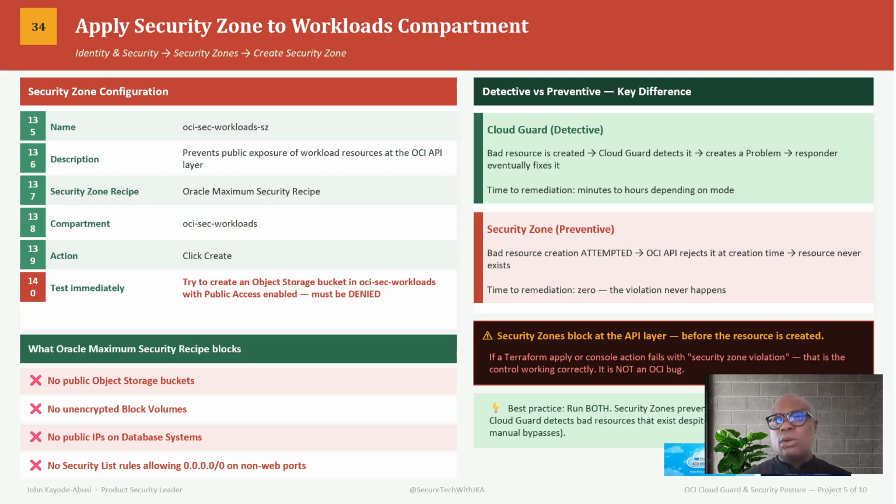Best practice: run both security zones and the detector and responder recipes. Security zone prevents bad resources from being created. CloudGuard detects bad resources that exist despite your controls, maybe as a result of legacy config, drift, or manual bypass. All of this is part of your defense in depth, having multiple layers of defense that help you secure your environment.